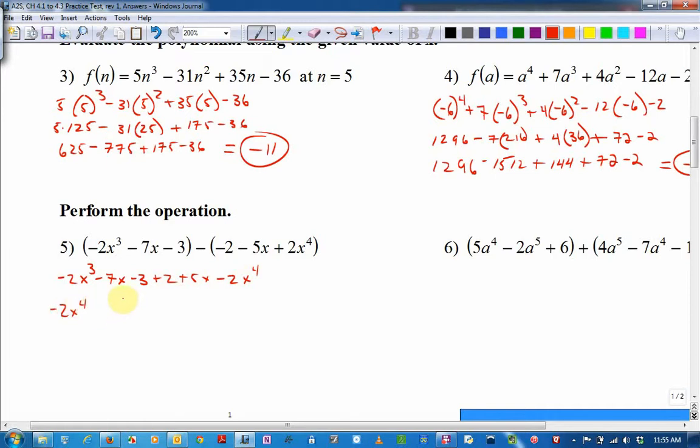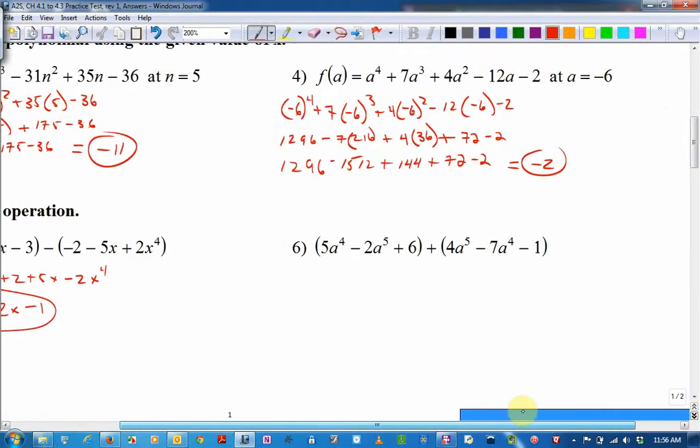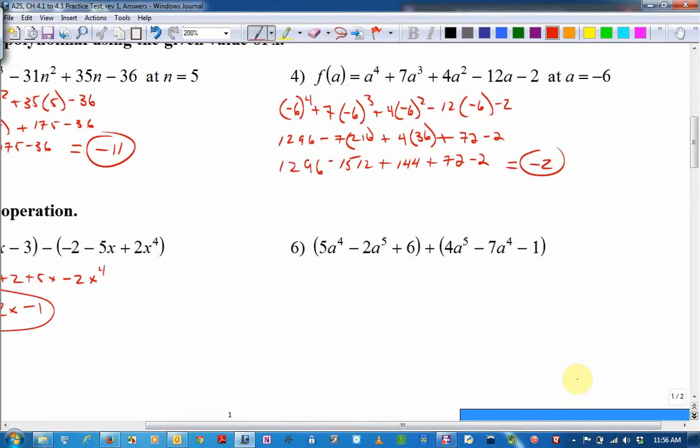Let's look for the x cubes. I only have one of them. Let's look for the x squareds. I don't have any x squareds. Then let's go to the x's. I have a minus 7x plus 5x. That would be a minus 2x. And then I have a minus 3 and a plus 2. So that would be minus 1. Let's move to the next one.